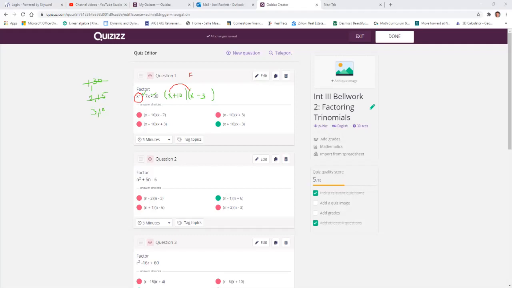Then I have to do the outside terms, right? I have to do the outside. So negative 3 times x is negative 3x. But when I add the inside terms, I end up adding 10x, right? So negative 3x plus 10x is positive 7x. Remember, watch those signs. And then finally, we will multiply the last items together, and positive 10 times negative 3 does give me a negative 30. So it appears to me that the answer is x plus 10 times x minus 3.